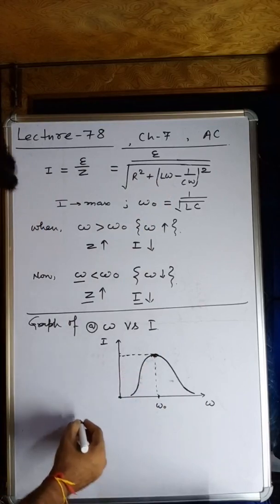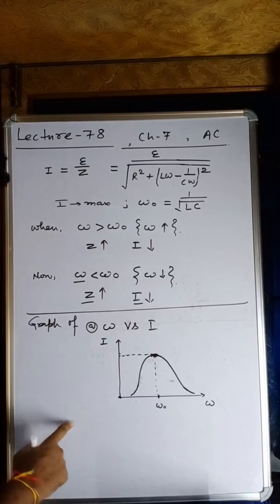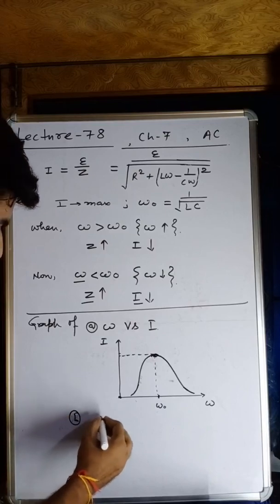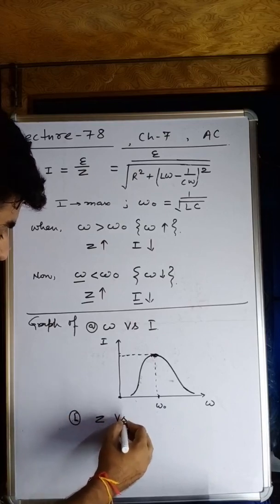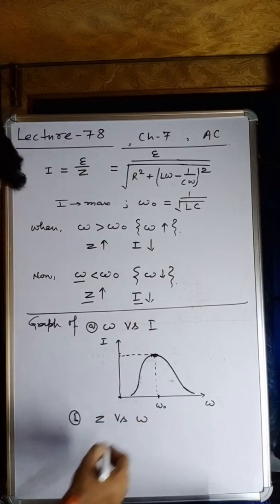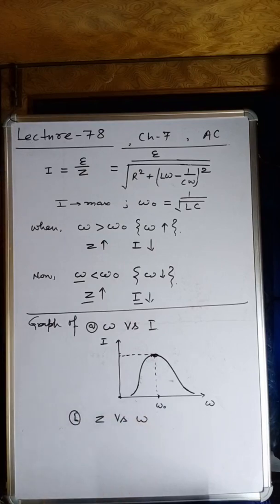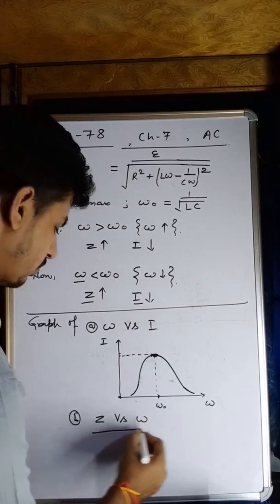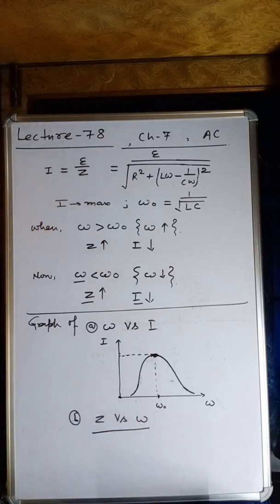If you draw the second graph, of Z versus omega, could you plot the graph of Z versus omega, my dear students? Try to plot the graph of Z versus omega by yourself.